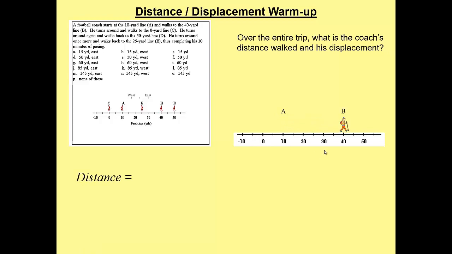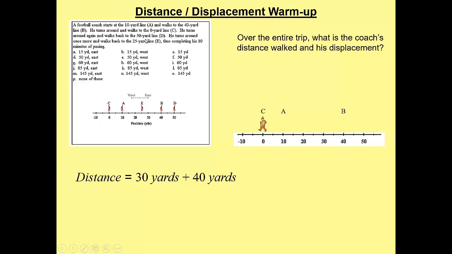So how much distance was that? Started at 10, ended up at 40. So yes, that would be a distance of 30 yards. It's in yards, not meters. And then he turns around and walks to the 0-yard line. Turns around, walks back to 0. So how much distance is that? Well, he started at 40 yards and now he's at 0 yards, so that is another 40 yards.